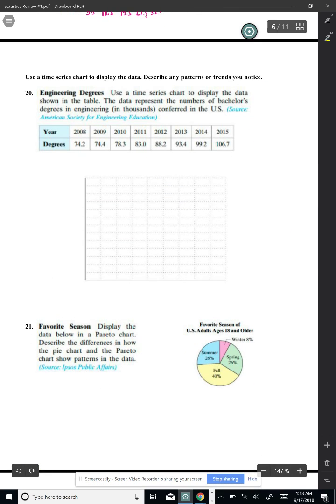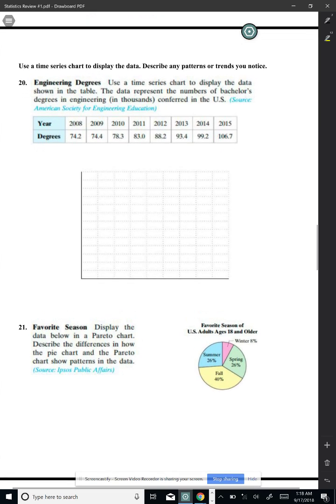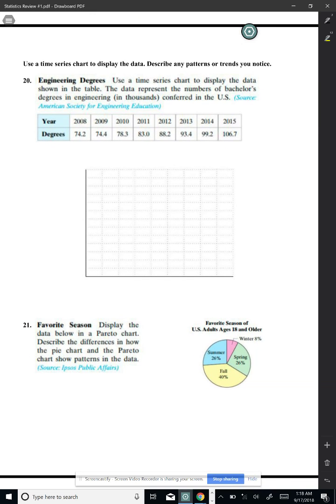On number 20, we're going to do a time series chart. And for your time series chart, these are just going to be plotted points, and then you can look at it and see if you can determine any patterns or trends. So this was 2008 through 2015. So you could show here that we're going to do a little break in the graph and start at 2008. And then we're just going to go up each year until we get to 2015.